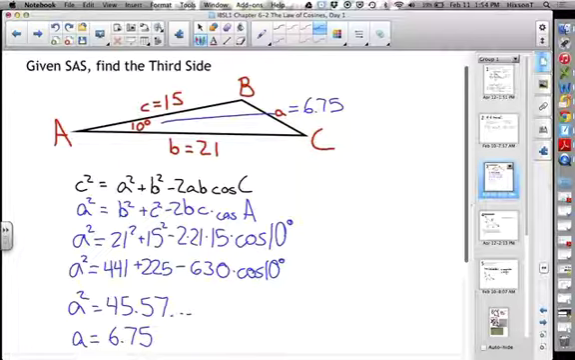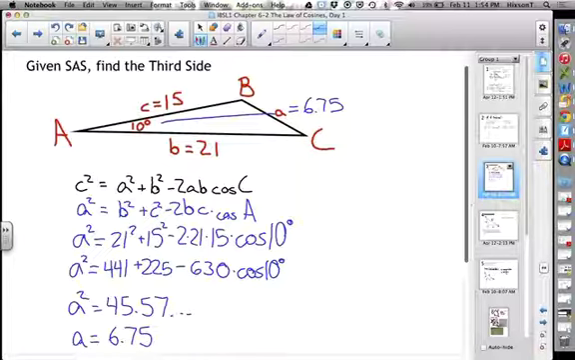Okay? And of the two angles left, which one could possibly be an obtuse angle? B, because that's going to be the biggest one, right? So if I'm going to use the law of sines to find a second angle, which angle should I find next? C, because I know it's going to be acute. I can avoid that ambiguous case, right?